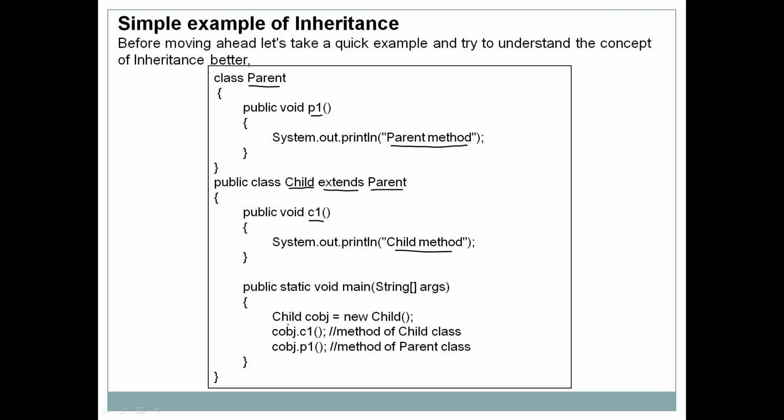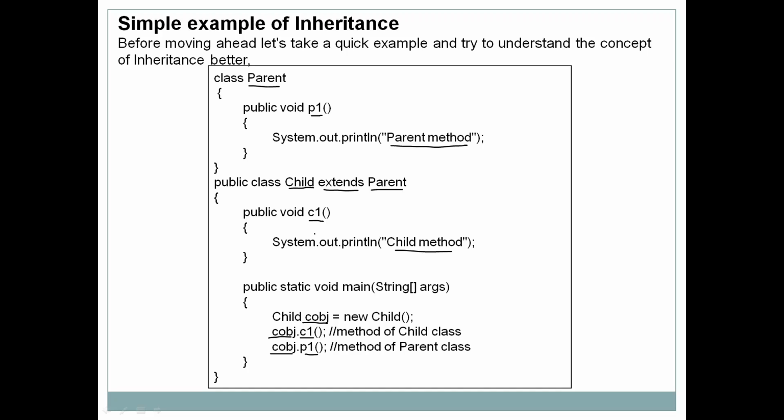what we have done, first we have created an object of child class. Child cobj is equals to new child. The object of child class we have created, and then using the object of child class we are calling the method c1. So child object dot c1. So c1 is present in child class itself, so we can call it.